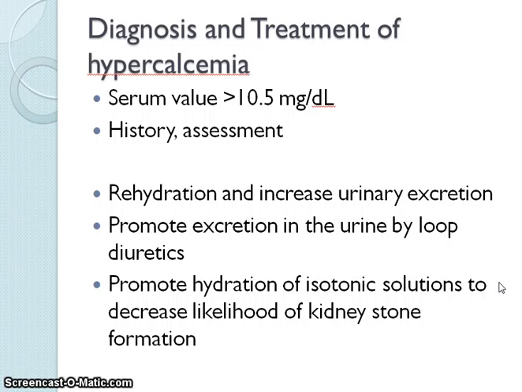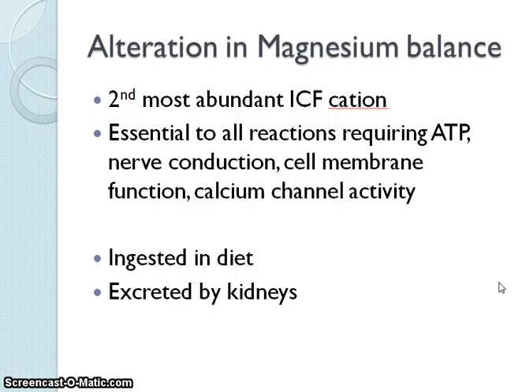Our main goal is to rehydrate them and increase urinary excretion to push it out through the kidneys. They want to promote excretion. They can use loop diuretic medications. They will give isotonic solutions to decrease the likelihood of too much calcium building up in the kidneys and causing a stone.